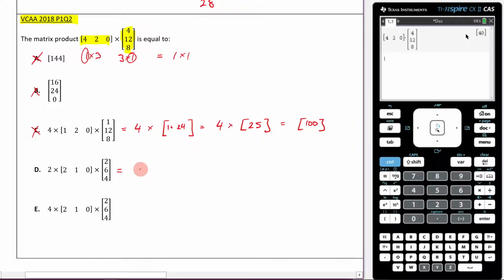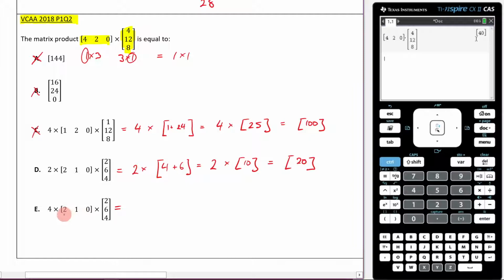We come to the next one. We've got 2 times, and again, this is going to be 2 times 2 is 4. 1 times 6 is 6. And then 0 times 4 is nothing. This means we're going to get 2 times 10, which is equal to 20, which isn't equal to 40, which is what we're after. We then come to the next one.